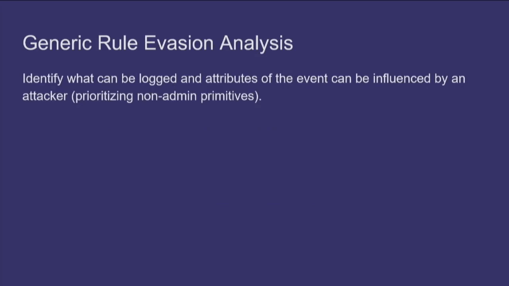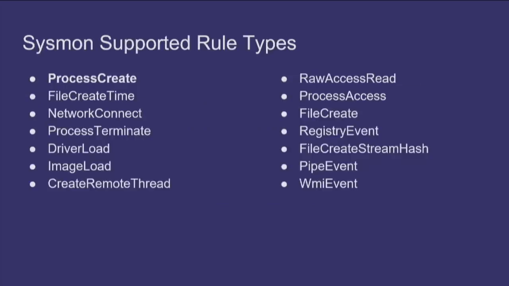So first, we would look at whether or not there are generic rule evasions. So we'd have to identify what can be logged and what attributes of the event can be influenced. So Sysmon supports all of the following event types. So you actually have some pretty good coverage, and it is pretty understandable why defenders really like Sysmon, because it really is an outstanding supplementary source of event data. So I'm going to go through a more detailed example covering process create in just a moment.